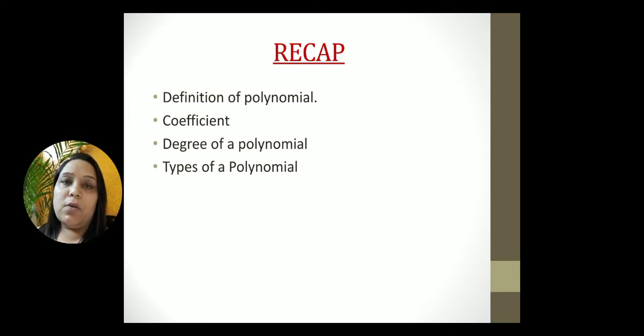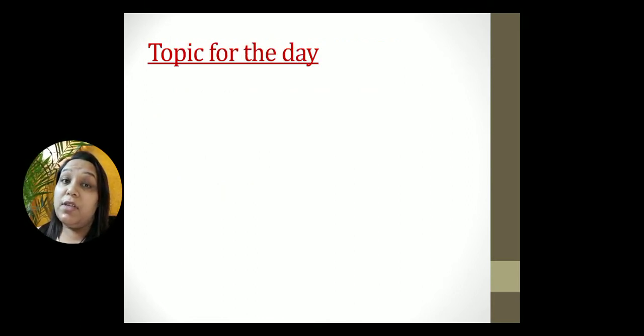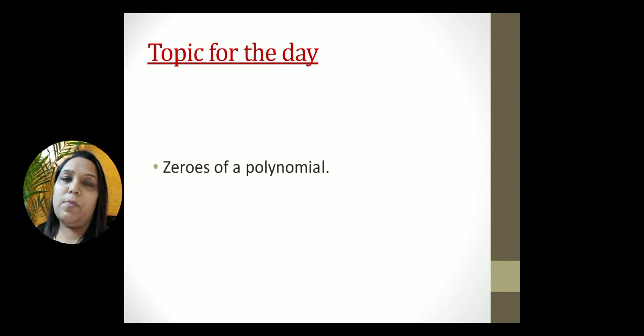Okay. Now coming to the topics that we have to cover in this chapter. Again, as we discussed in the last video also, we have to cover important terms related to polynomials, zeros of a polynomial, remainder theorem, factor theorem and algebraic identities. We have done our first topic, important terms related to polynomials. Now the next topic for the day will be zeros of a polynomial.